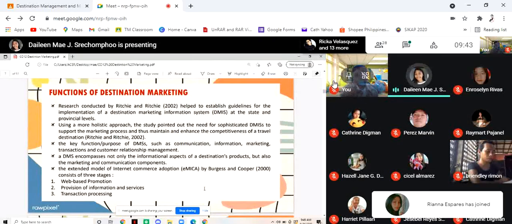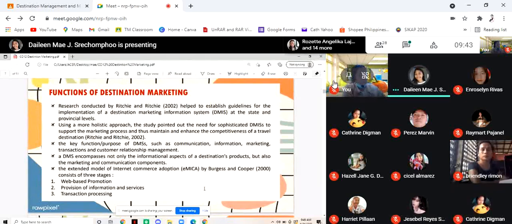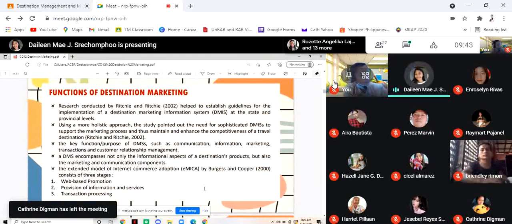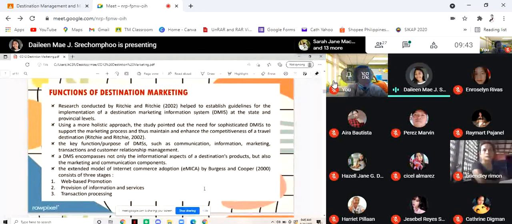Tapos, yung function or purpose daw ng DMS is communication. Ito yung function nila towards dun sa kanilang target market or potential consumers and dun sa kanilang mga stakeholders: communication, information, marketing, transaction, and consumer relationship management.